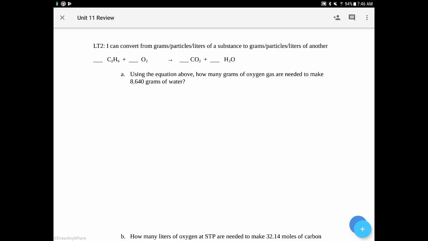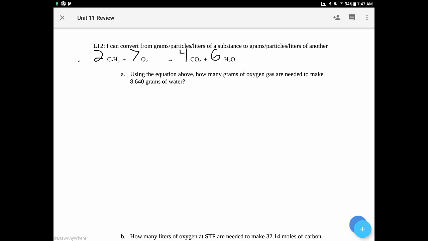So here's our equation right there. The balanced equation is 2, 7, 4, and 6. Okay, so that'll give us our mole-to-mole ratio when we are ready for it.